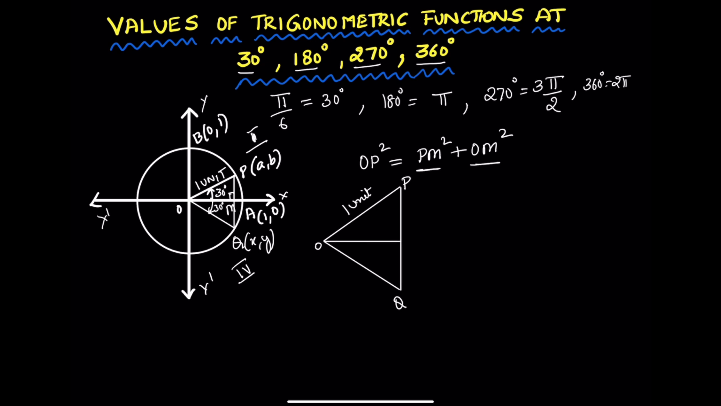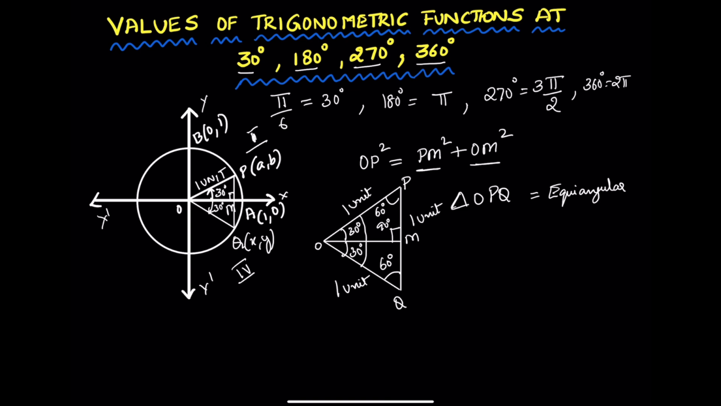Now we know that this is 1 unit, and if we extend this to the point M, we know that this is 30 degrees, this is 90. So sum of the angles in a triangle is 180, so this will be 60 degrees. Now we created the point Q such that the angle formed is 30. So 30 plus 30, this becomes 60. So if we consider a triangle OPQ, all the angles are 60 degrees, correct? So it is equiangular. So if it's equiangular, then we can consider it to be equilateral also. So this is 1 unit and PQ is also 1 unit.